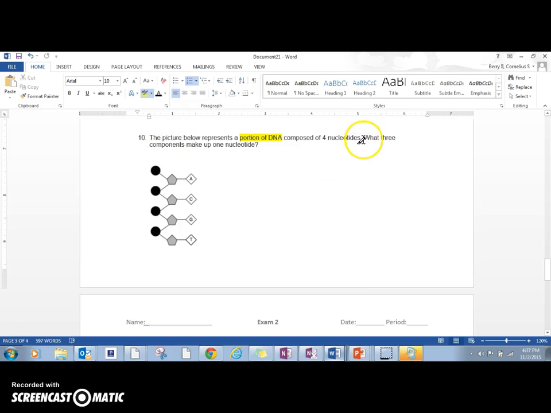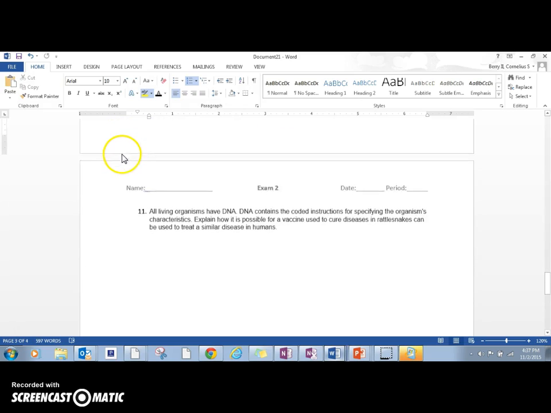We talked about the question here. What 3 components? A component is a piece or a part. Right? So if you want to write that here, a piece or a part, what piece or part makes that up? And this is one question.